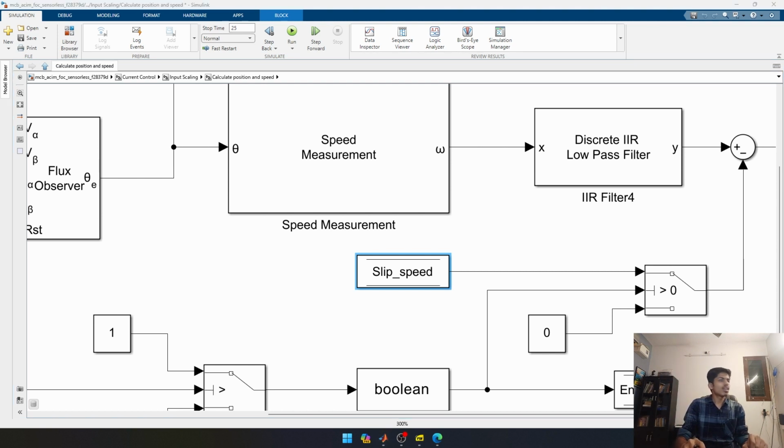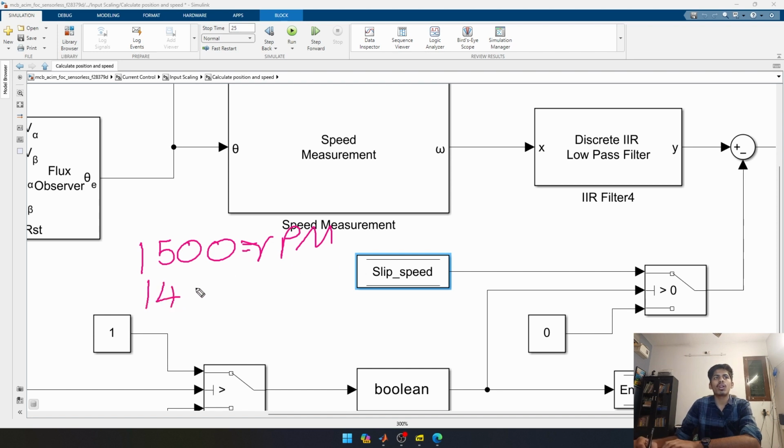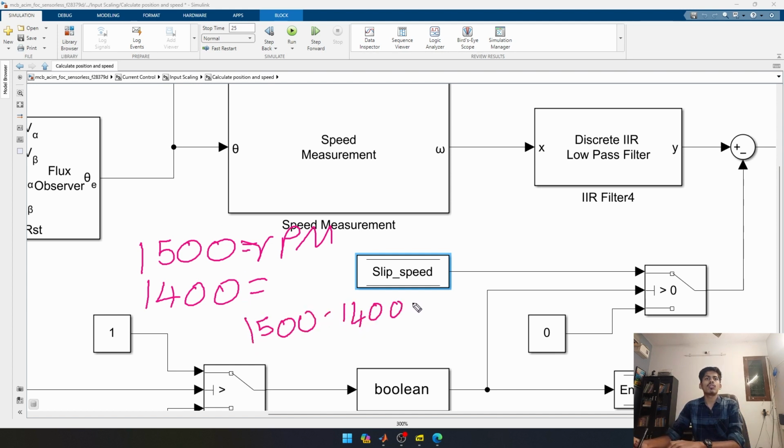So let's assume that our synchronous speed is 1500 rpm for a 2-pole or 4-pole machine. For example, assume this is 1500 rpm and our rotor speed is 1400, which we don't know yet, but let's assume I know this. So the slip speed is 1500 minus 1400, which is equal to 100 rpm. So this is our slip speed. So we use a slip speed estimator to calculate the slip speed.